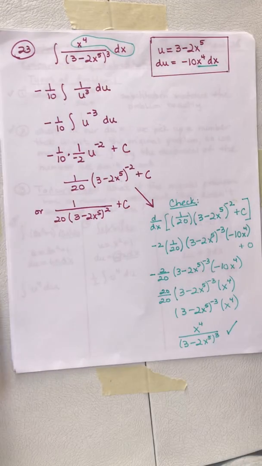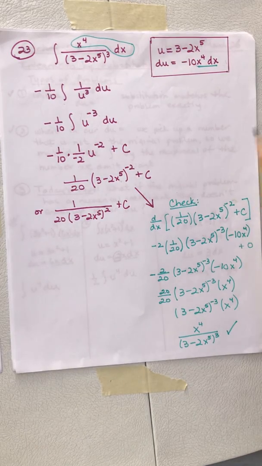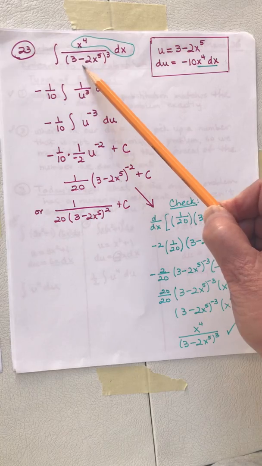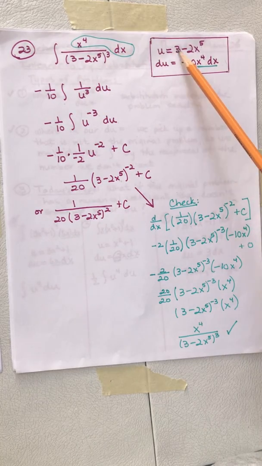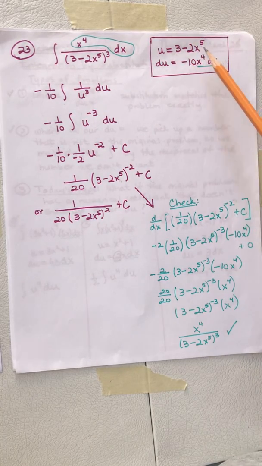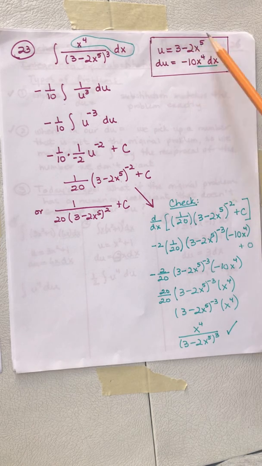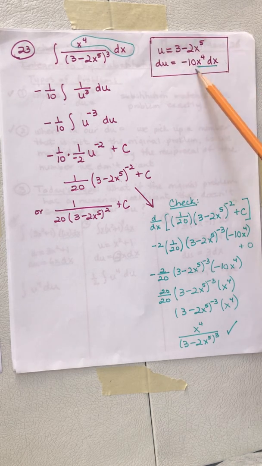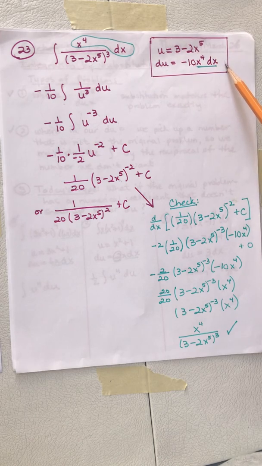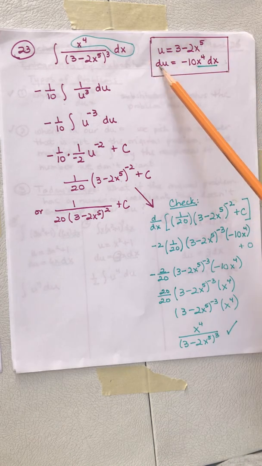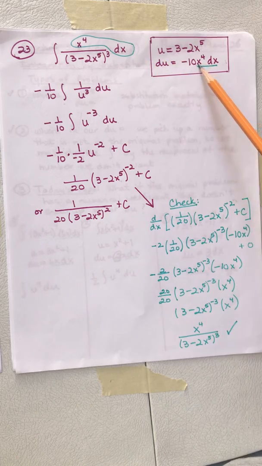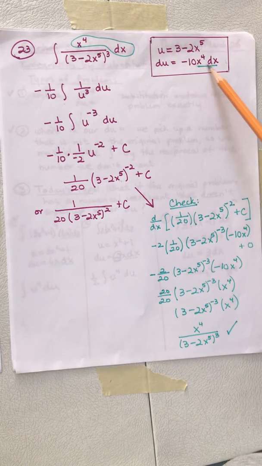Okay, number 23, again, u substitution, looking for the inside function, 3 minus 2x to the 5th power. That's my u. I take the derivative of that. Derivative of 3 is 0. Derivative of negative 2x to the 5th is negative 10x to the 4th dx. Looking back at my problem, I see I have the x to the 4th dx. There it is in the problem. There it is in the du.